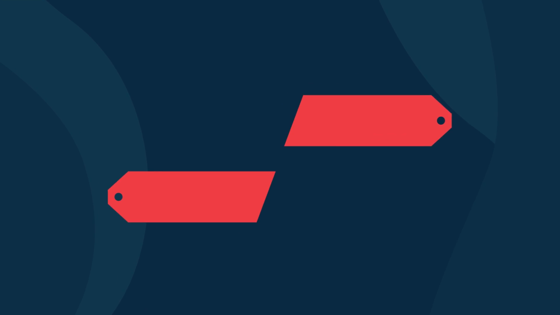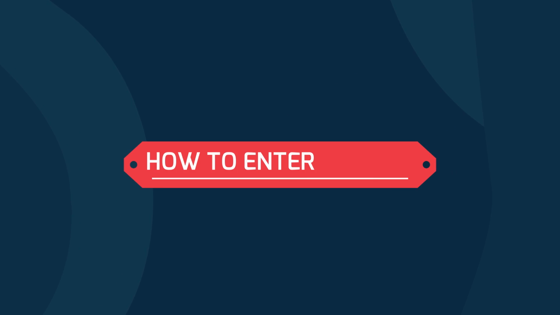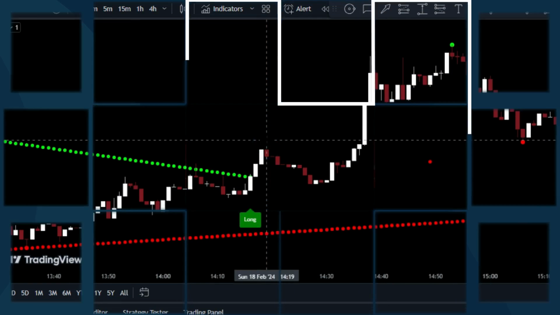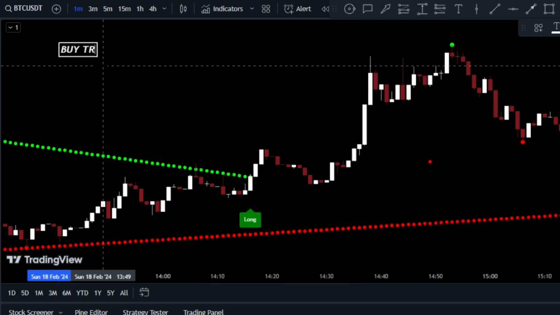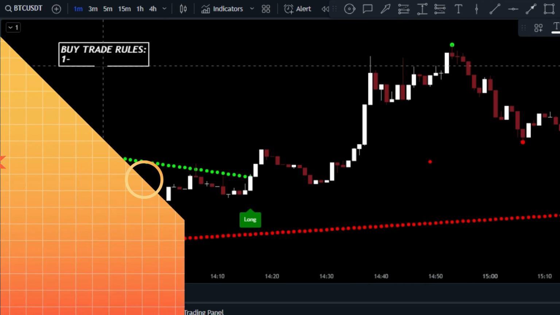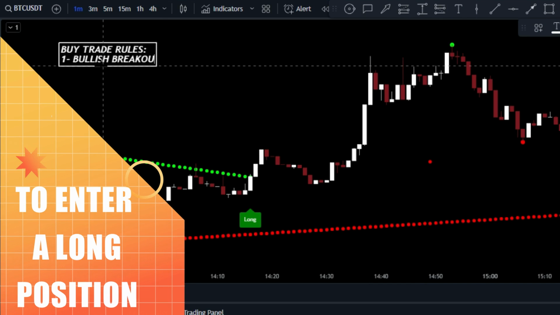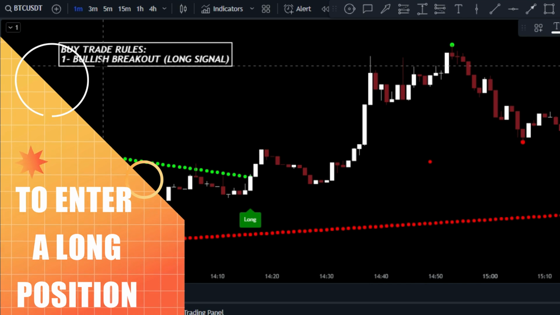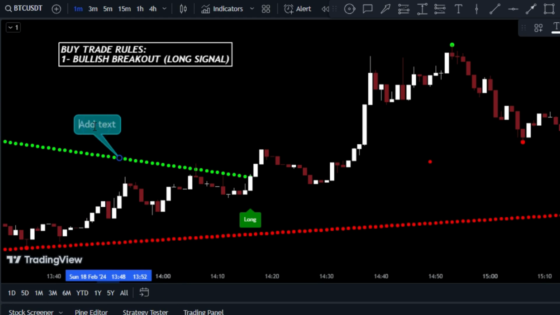Now that we're familiar with our two new indicators, let's discuss how to use them in tandem for stronger trading signals. When both indicators agree, it provides a more confident basis for your trades. For instance, to enter a long position, first wait for the trend line with alert indicator to generate a long signal.